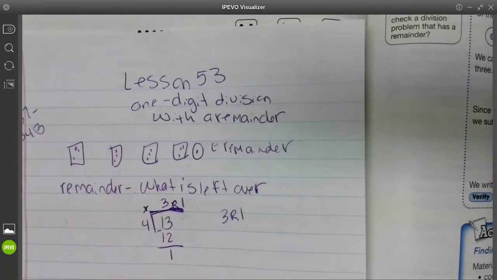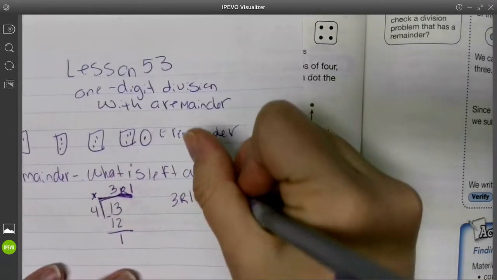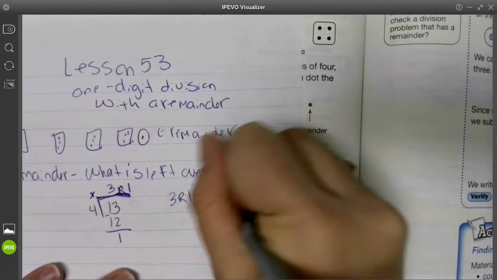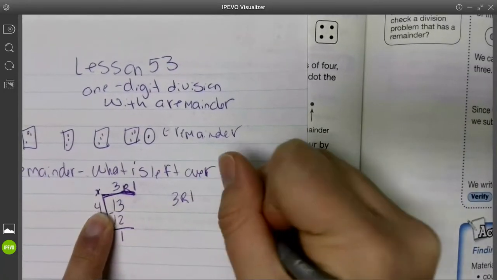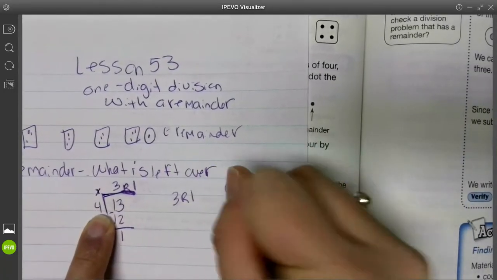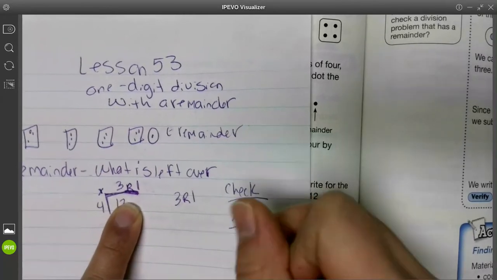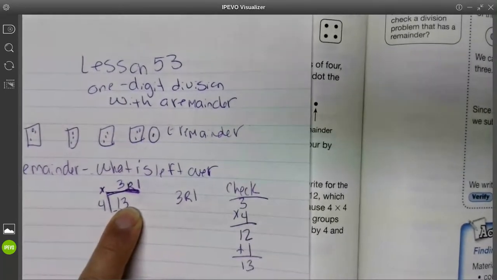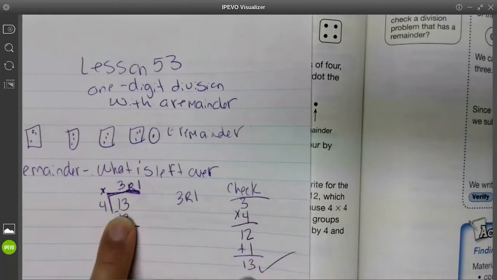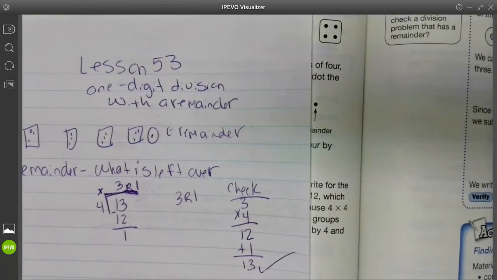I'm going to show you how to check it. Then I'm going to show you some helpful tools to help us with division. So we learned how to check it. We take our 3, we multiply it by our 4, and we get 12. The remainder, all we do is we add it. 12 plus 1 equals 13. So that number should be the same.